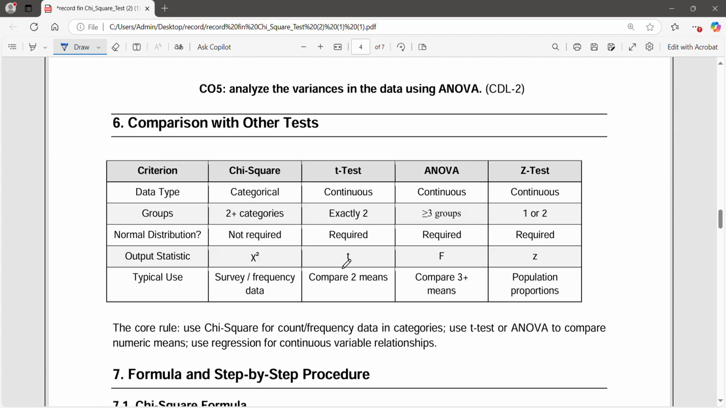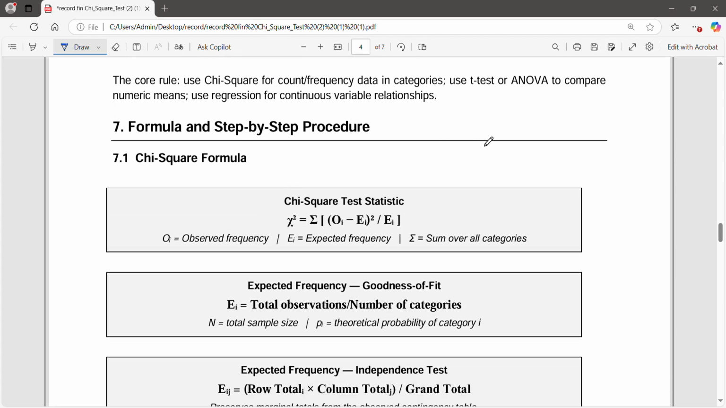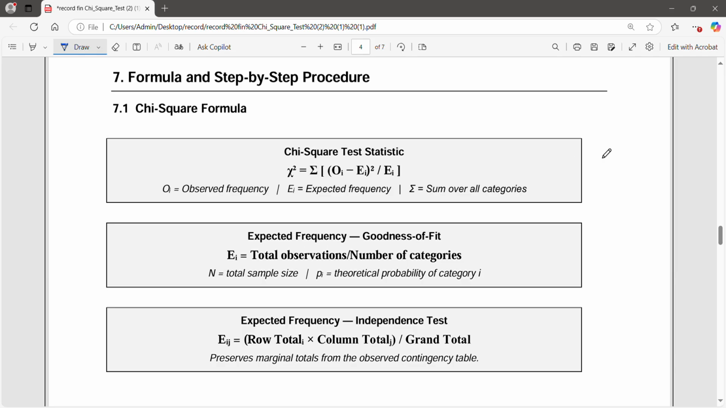Moreover, here is the common comparison of the chi-square test with other tests. See the categories: data type, groups, normal distribution, the output statistics, and the typical usages of the various tests. The chi-square is compared with the t-test, ANOVA, and Z-test. The main difference between these tests is that chi-square is based upon categorical variables, while the others consider numerical variables. The chi-square only considers categorical variables. Next, what is the procedure for calculating the chi-square and applying it in statistical processes?